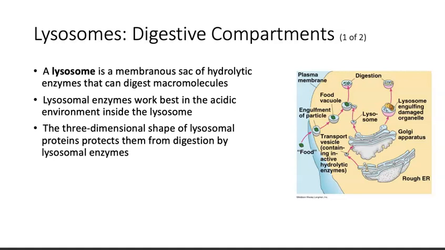Lysosomes work very well in an acidic environment, kind of like how your stomach is acidic. So lysosomes really do fit this idea of digestive compartments. The shape of the proteins protects them from being digested by the enzymes. So we've got some protection going on there based on shape. Remember, we talked about protein shape, the tertiary structure and the quaternary structure, in the last chapter.